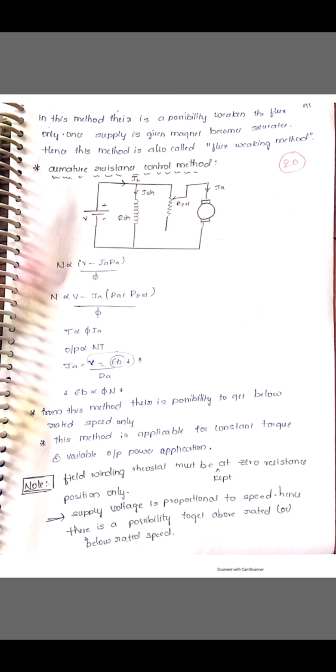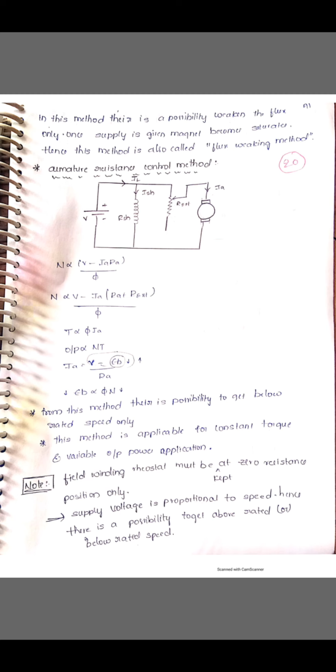Finally, the conclusion: three points you have to remember from this method. This type of method is used for below rated speeds, and it is applicable for constant torque and variable output power applications. This is about the armature resistance control method. Next method is supply voltage variation. If you vary the supply voltage: if supply voltage increases, speed increases; if supply voltage decreases, speed decreases.